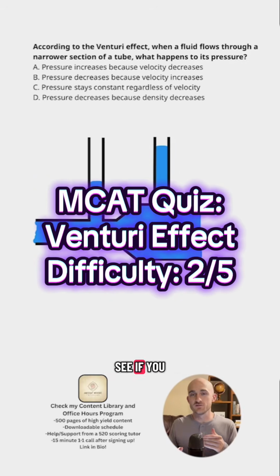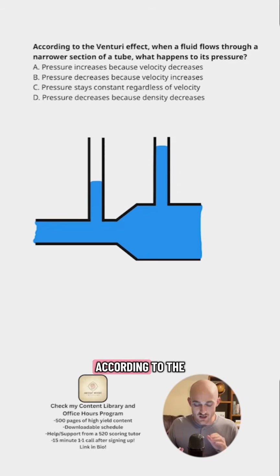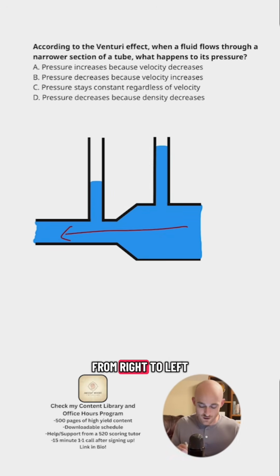MCAT quiz time, see if you know how to apply the Venturi effect. According to the Venturi effect, when a fluid flows through a narrower section of a tube, what happens to its pressure? Here is our tube, and the fluid is flowing from right to left, and it's going from the wider section of the pipe to the more narrow section of the pipe.